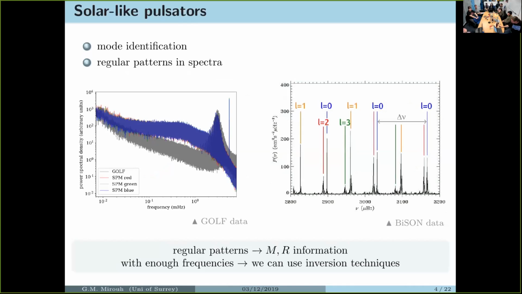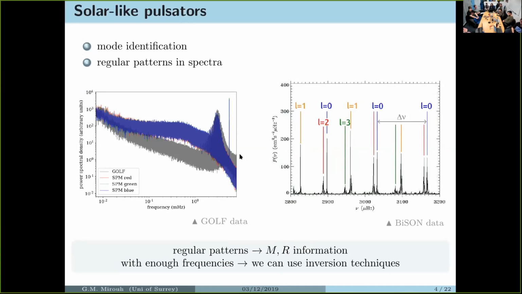I said there were regular patterns in spectra. Well, these two plots here are the spectrum of the sun. The left one is what you actually measure. The other ones are from a tool called SPM. Well, basically, you have here this peak. This peak is due to granulation. We understand very well how this frequency here, where it peaks, is linked to stellar properties.